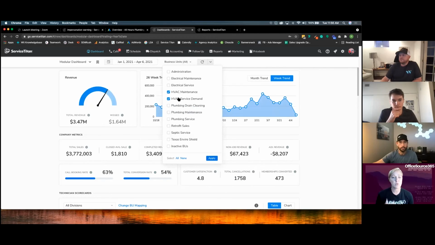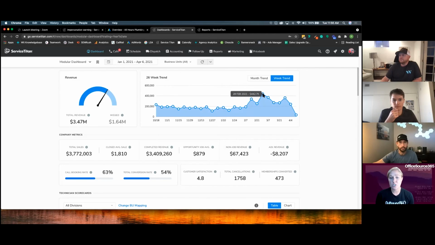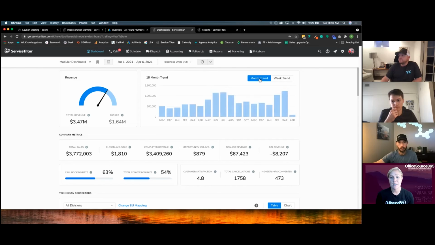So here you are on the modular dashboard. If you hover over one of those dots on your 26-week trend, it's going to show you in more detail the dates it's looking at. And if you click over to your month trend and hover over that column, it's going to show you prior year versus this year, which is, to me, very valuable information to understand what you're looking at. So knowing those numbers and taking the time to look at them is really important.